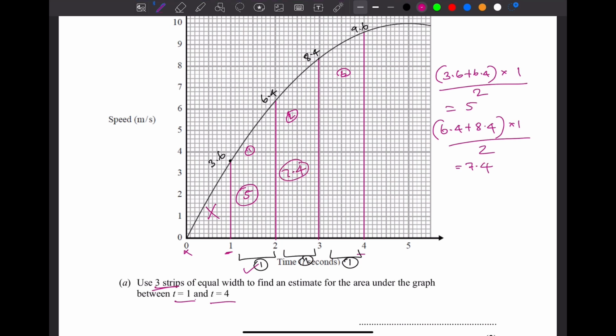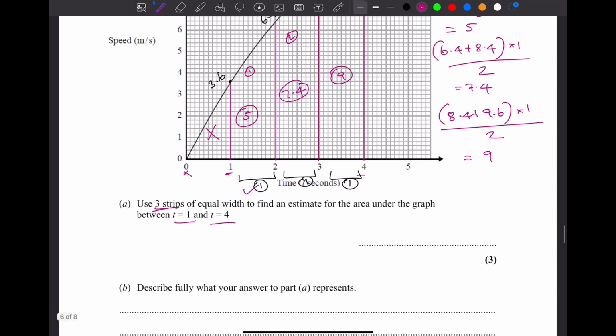The last one is 8.4 plus 9.6 times the height divided by 2, which makes it 18 divided by 2, which is 9. So what is your total area on that? 5 add 7.4 add 9, which makes it 21.4 meters.